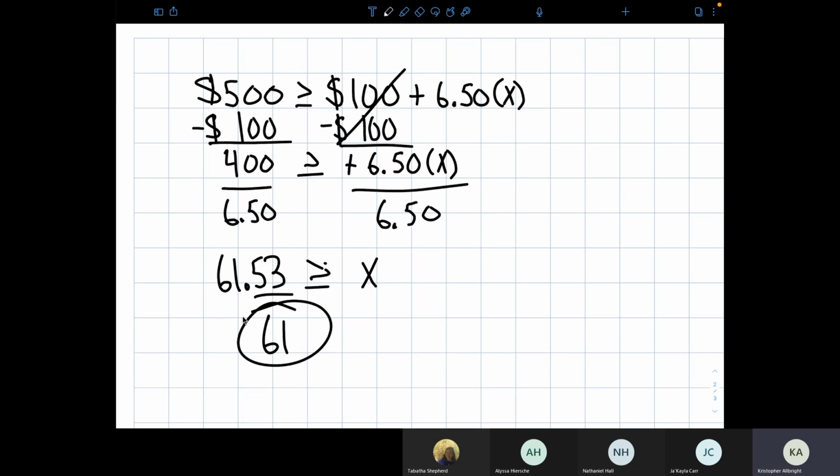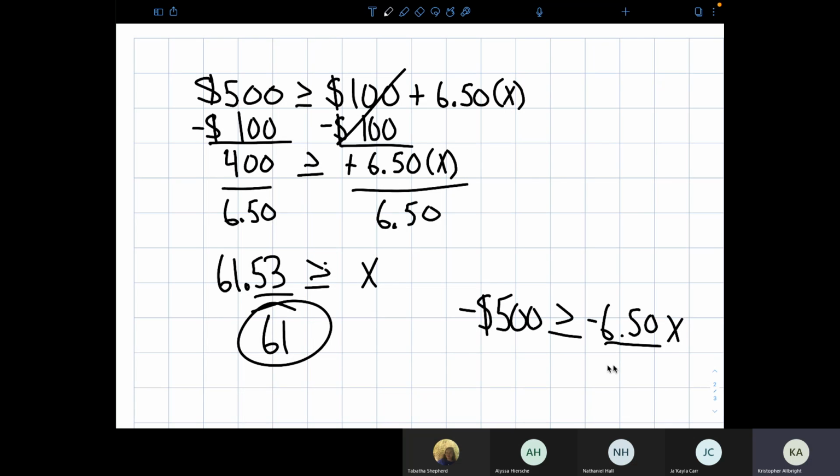So the special rules on inequalities are, like I said, you treat them exactly like an equal sign for most of the time. But if you have a negative sign on one side and you divide or multiply by a negative, then you have to flip the sign. So if we have negative 500 is less than or equal to negative 6.50x. So just pretend we have this in our problem.